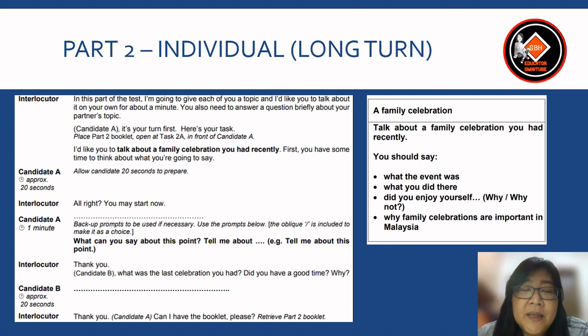Dear students, now for part 2, which is called the individual long turn. Here you have longer questions to answer. How many tasks do you have? For example, if the topic is a family celebration, there are 4 tasks here. Remember, you should answer all the questions. You'll be asked to speak for about a minute.